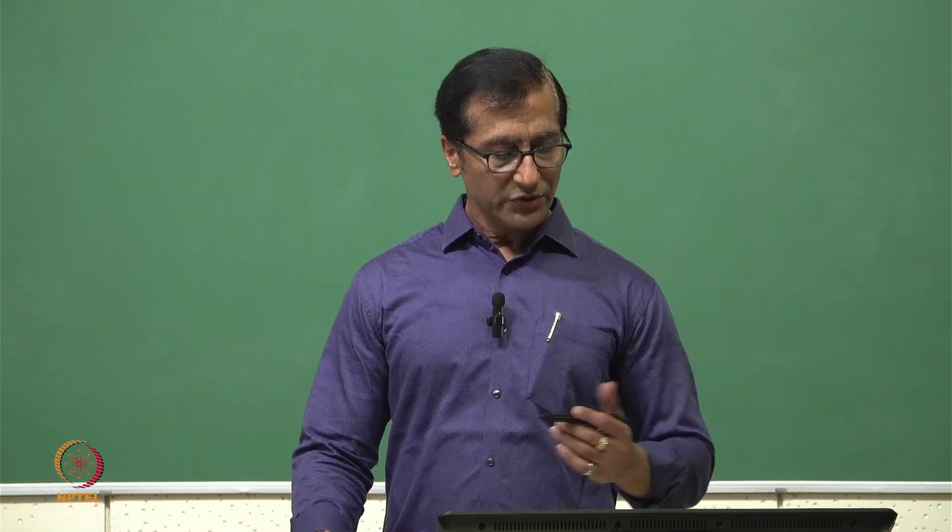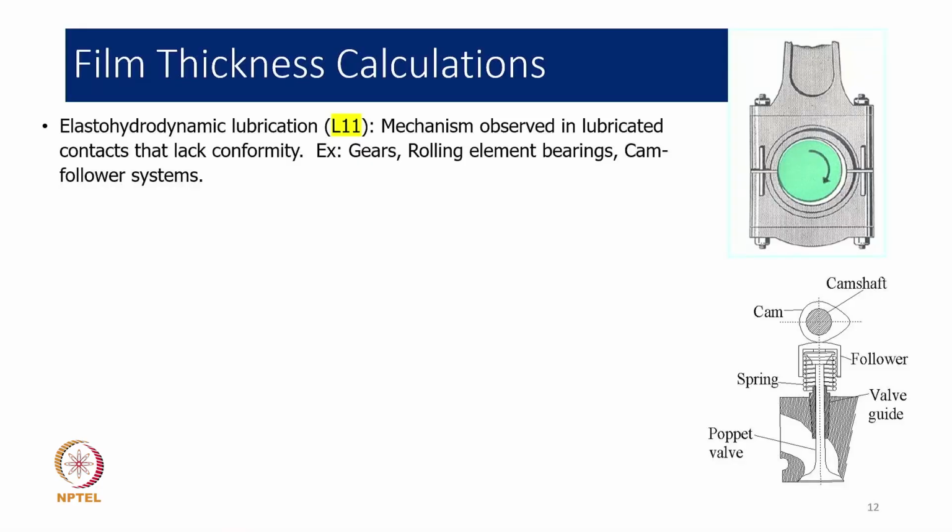Now, when we talk about the film thickness calculation, which we'll be detailing in the next few lectures, we need to think about what the geometry is. In the case of elastohydrodynamic lubrication, which will be covered completely in lecture 11, we find there is some sort of a lack of conformity. What is the meaning of lack of conformity?